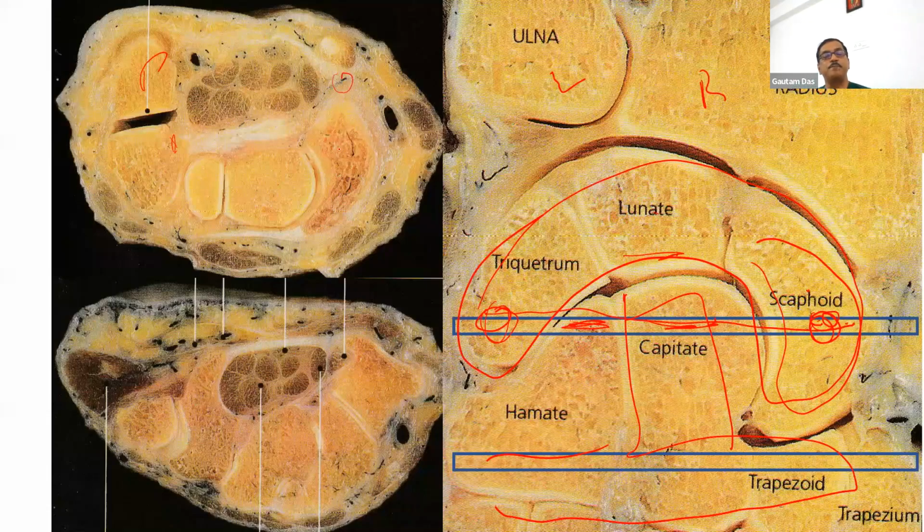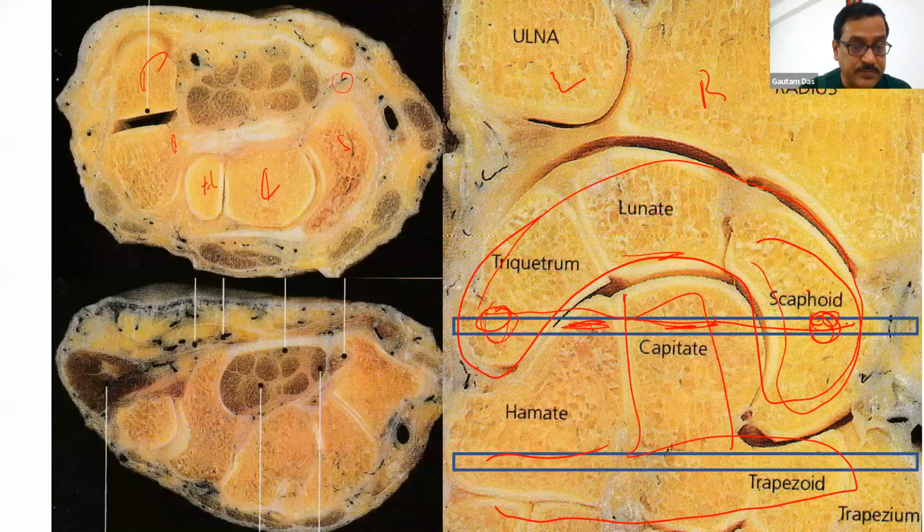So these are the bones which are seen when you are holding the probe in the proximal part of the carpal tunnel. Whereas when you slide the probe a little distally, then we can see the tubercle of the trapezium, and on the base we can see the trapezoid, capitate, and hamate. Basically, the hook of the hamate is seen over that, and the diameter of this distal carpal tunnel is smaller than the proximal carpal tunnel.